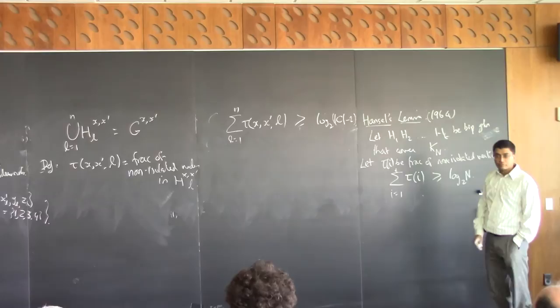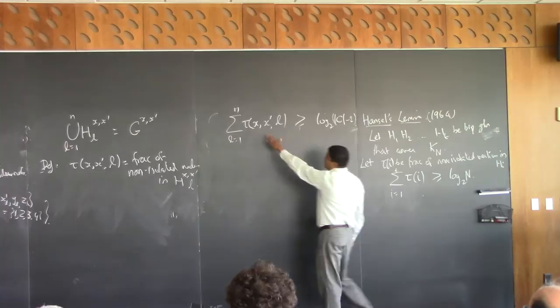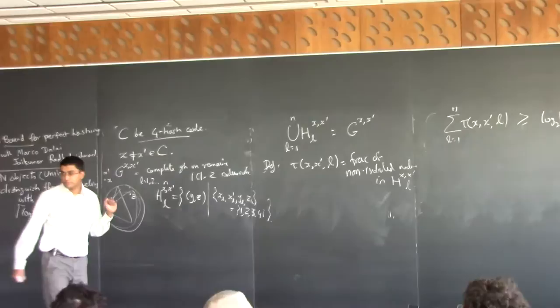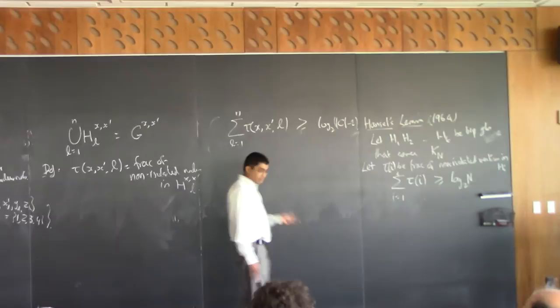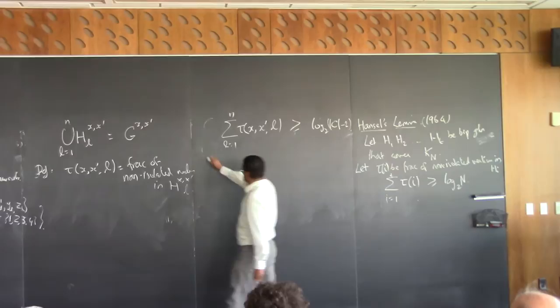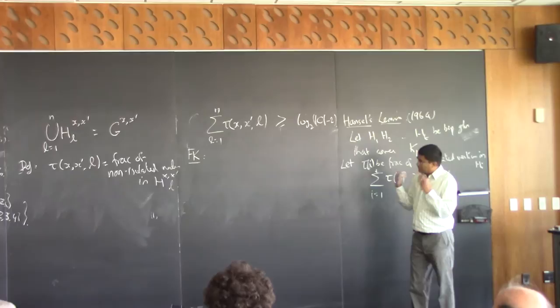Why is this good? Because you wanted an upper bound on the size of C. So if I can somehow upper bound the sum of tau x x prime L, then I'll be in. So this is the strategy for all the three proofs: Fredman, Komlos, Arikan, and us. So what did Fredman, Komlos do? There are two games here. Really the key thing is how do you pick this x and x prime?